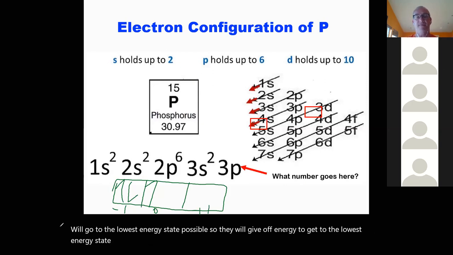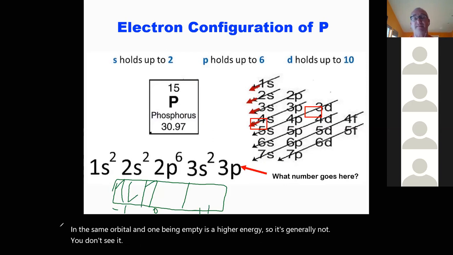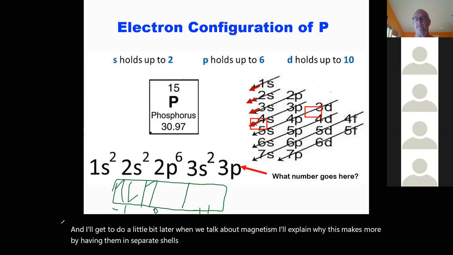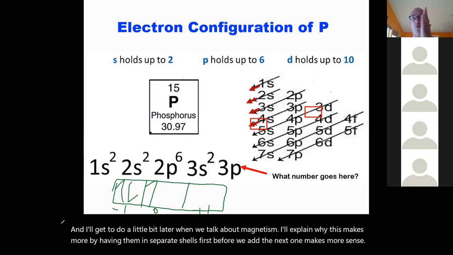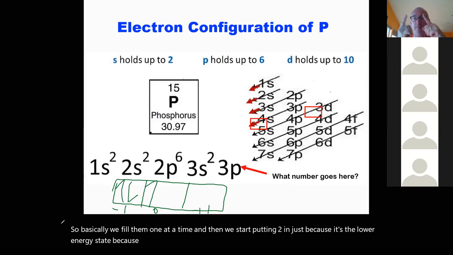So this configuration with two in the same orbital and one being empty is a higher energy. And so you don't see it. A little bit later, when we talk about magnetism, I'll explain why having them in separate orbitals first before we add the next one makes more sense. So basically we fill them one at a time and then we start putting two in, because it's the lower energy state because of the electron repulsion.